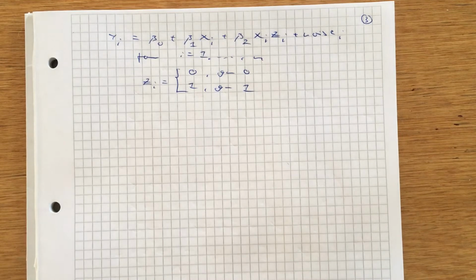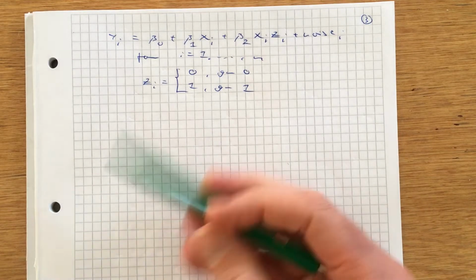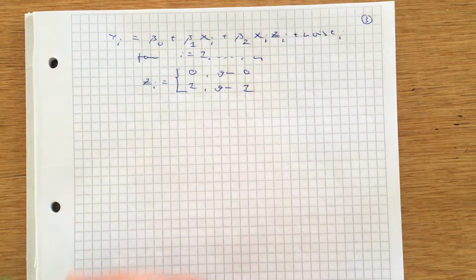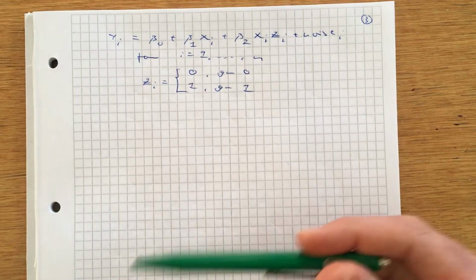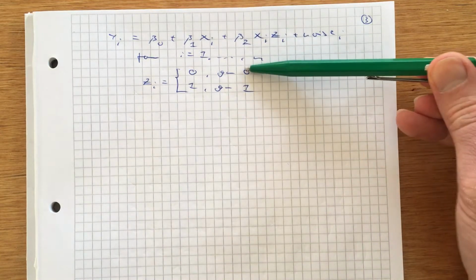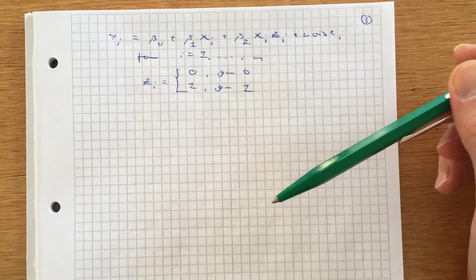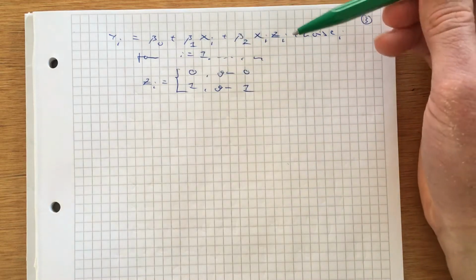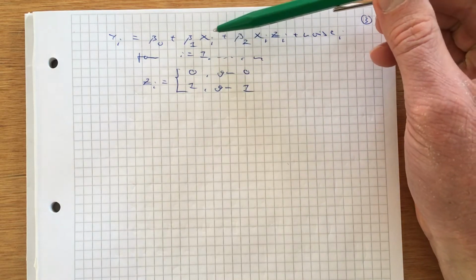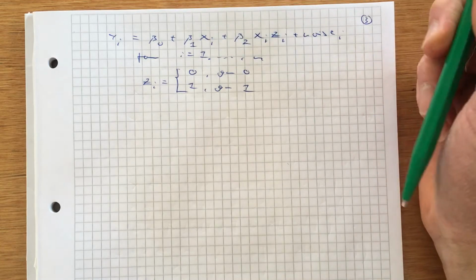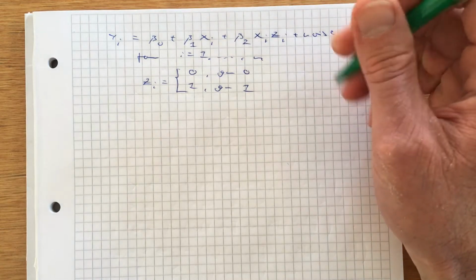So one thing that is nice practice to understand what this model means is to write it down as two models. One model for group 0, one model for group 1, because that is in fact what's going on here. There are two models, they do have something in common, but they are two different models.